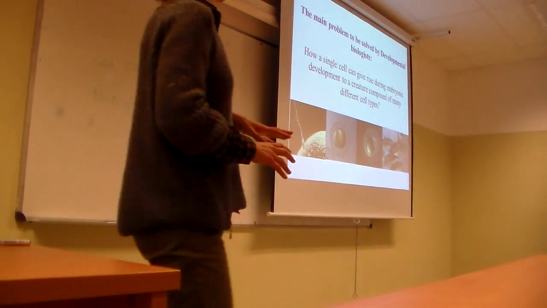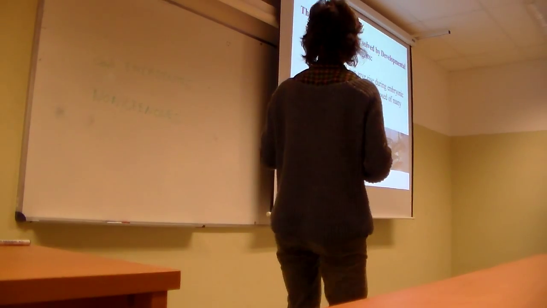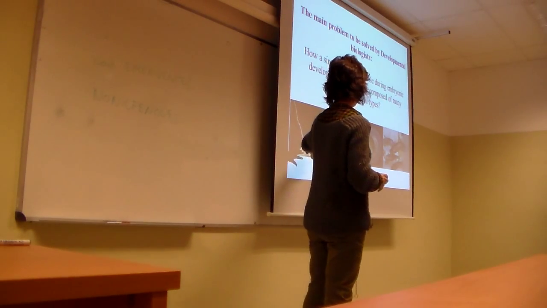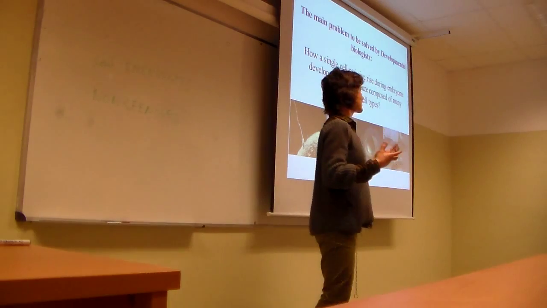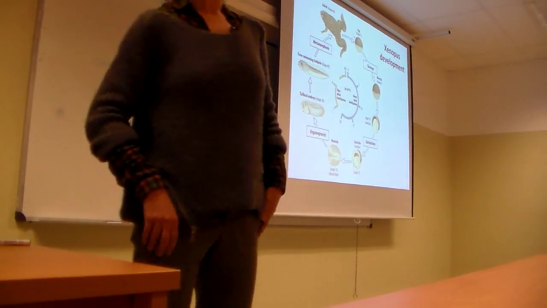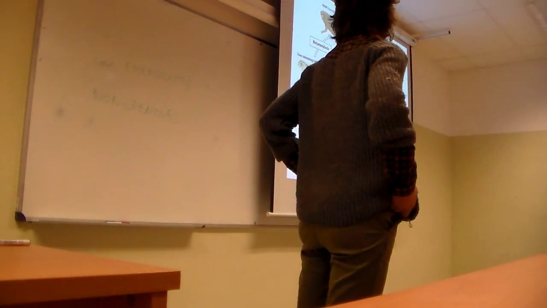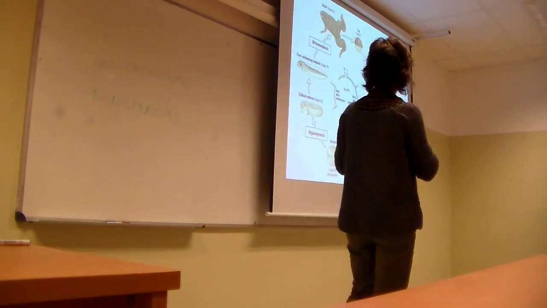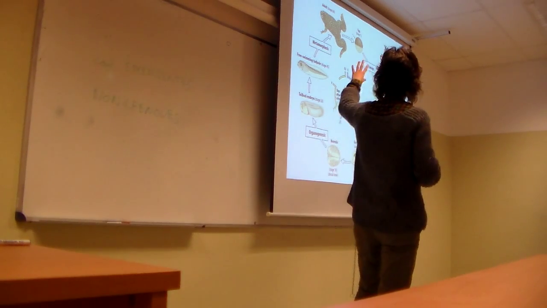So now the main problem we want to study during development is how, from an egg that is fertilized, only one cell, it starts to divide and gives rise to such a well-patterned organism. Here is an example of a model that is very well known in the lab. It's Xenopus.